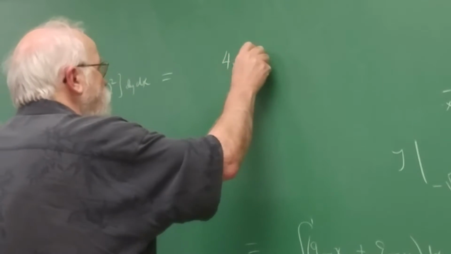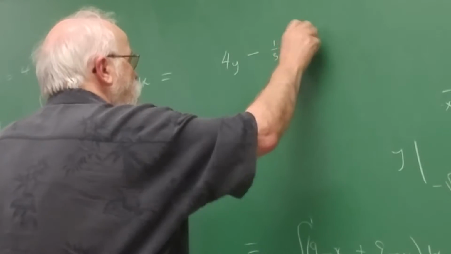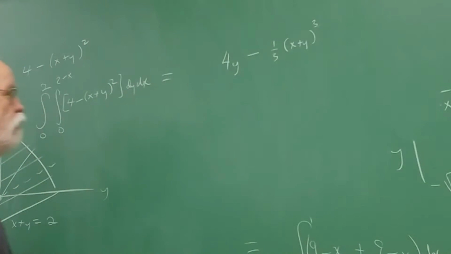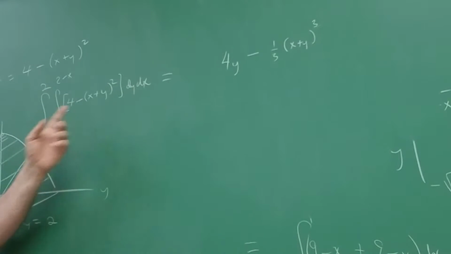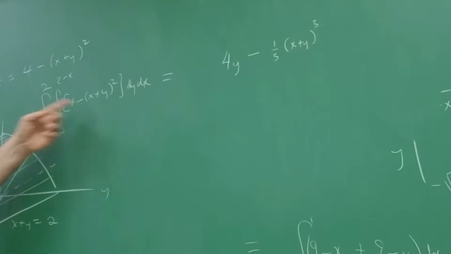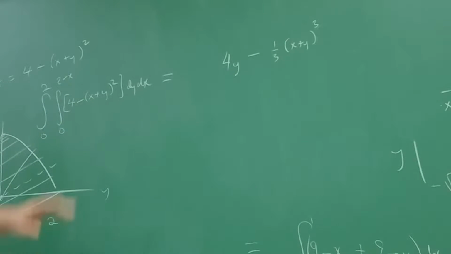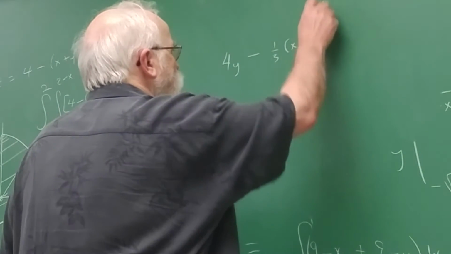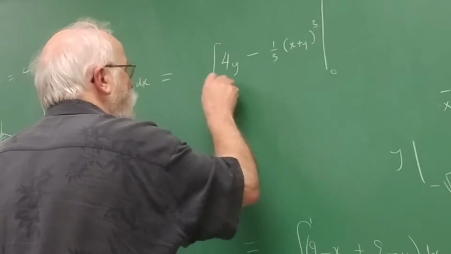Anyway, so I get 4y minus 1/3 of (x plus y) cubed, right? I could multiply this out and say x squared plus 2xy plus y squared, and change all the signs. And so then I'd have 4 different integrations to do. This way I've only got 2 integrations to do for that thing. And notice what happens when I plug these limits in here.